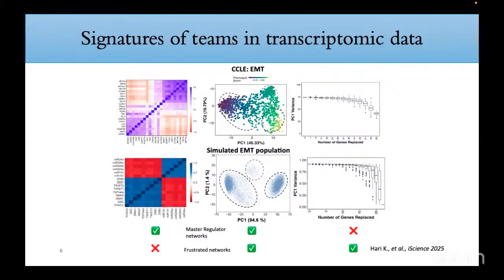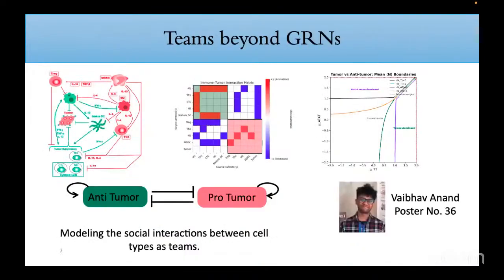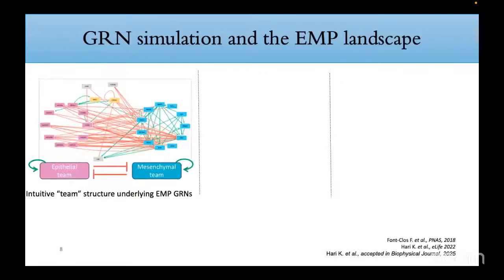We also found some cool signatures in the transcriptomic data, which can only be explained by having teams. So we think that teams can sort of help us get better at network inference. And my friend Vaibhav is also thinking about using teams outside gene regulatory networks. So please do visit his poster. He can tell you more about it.